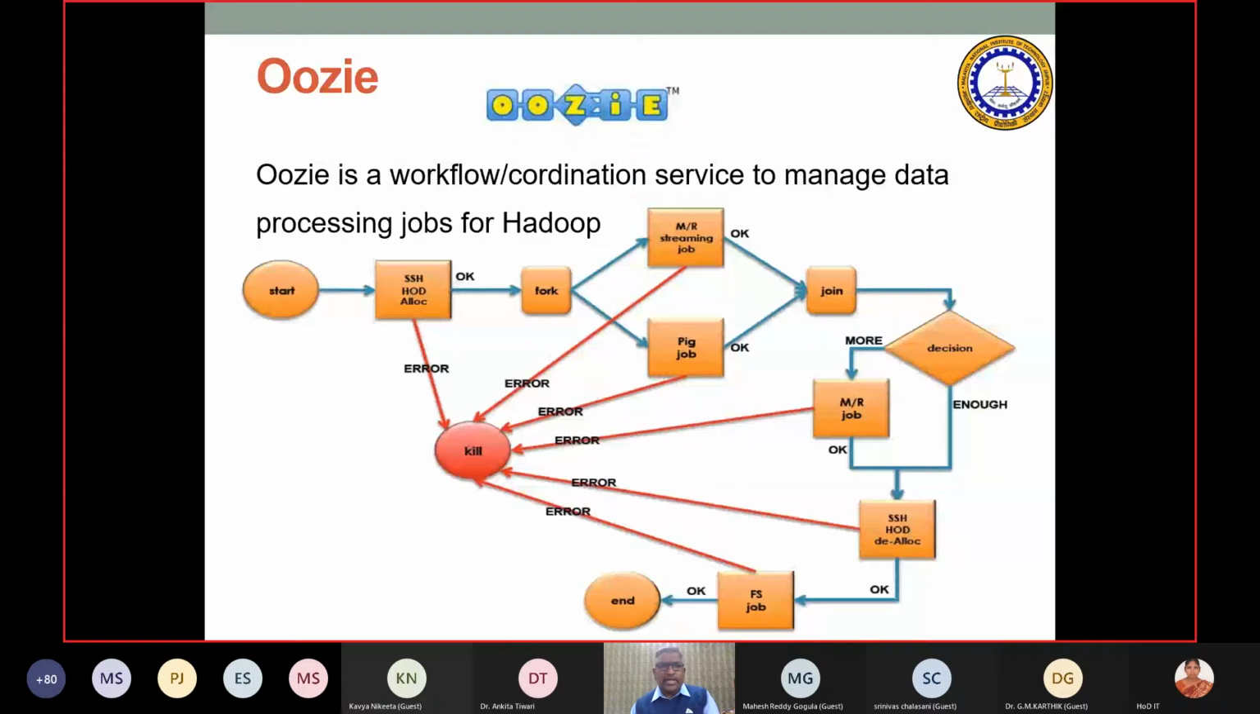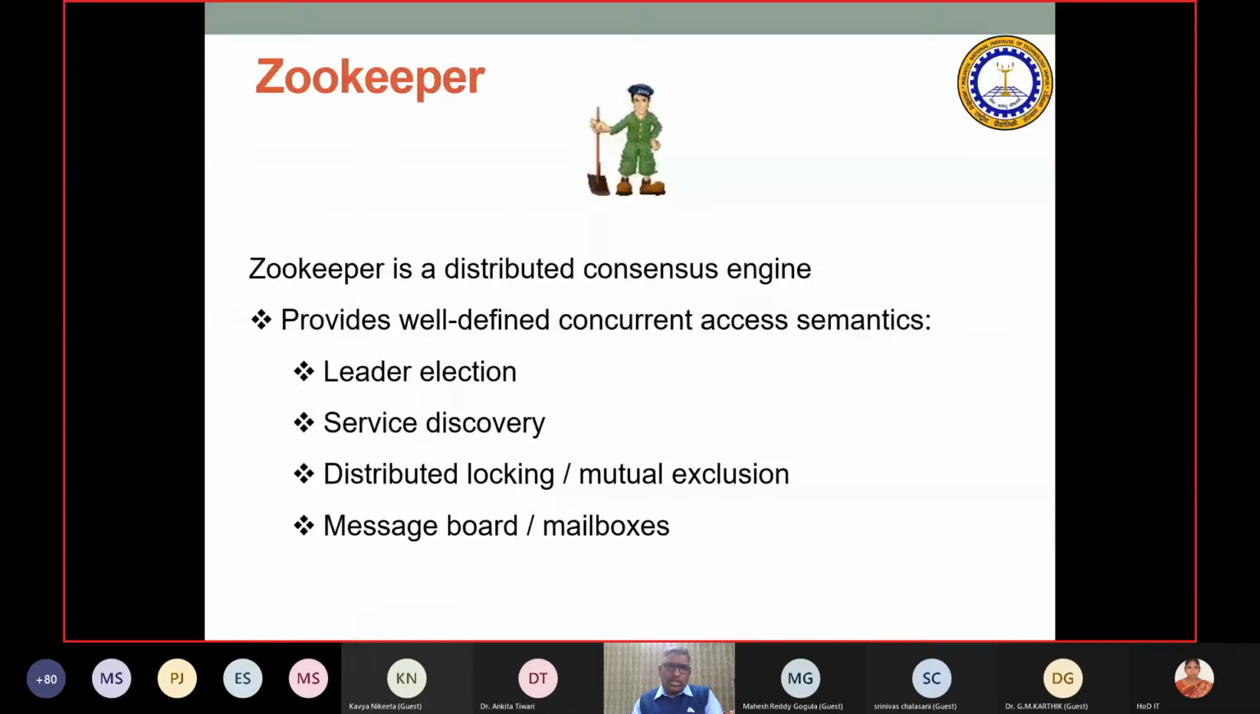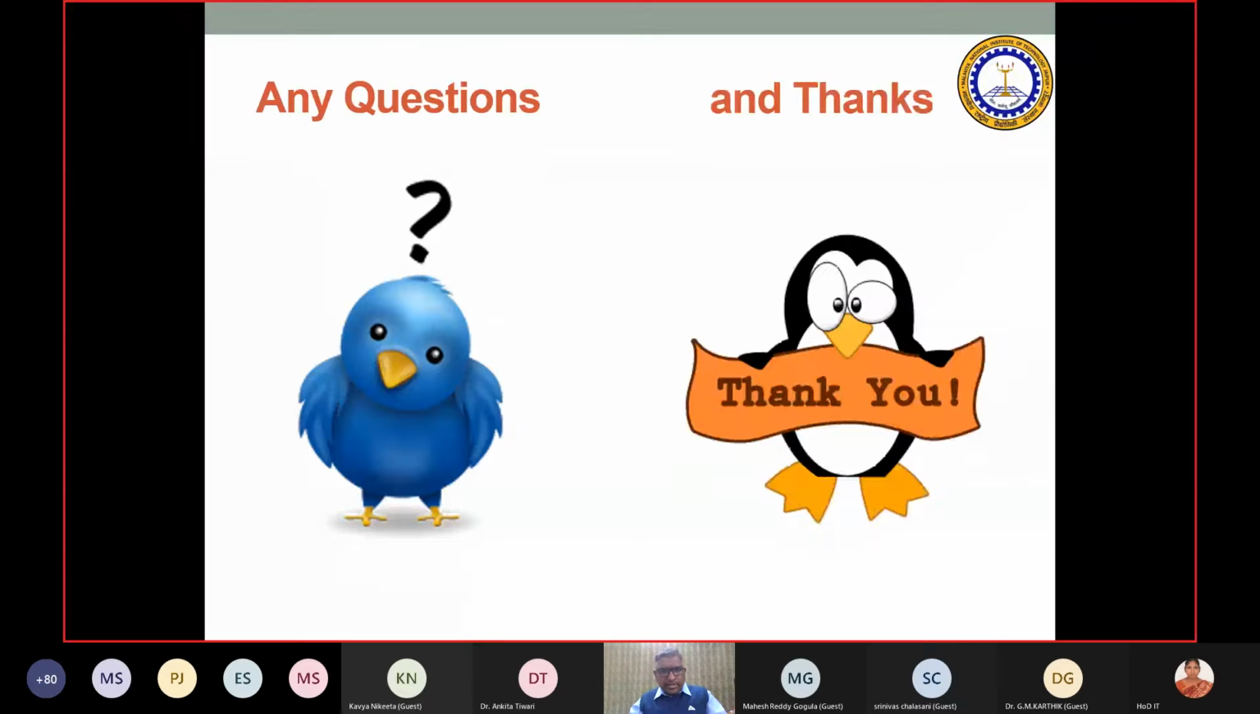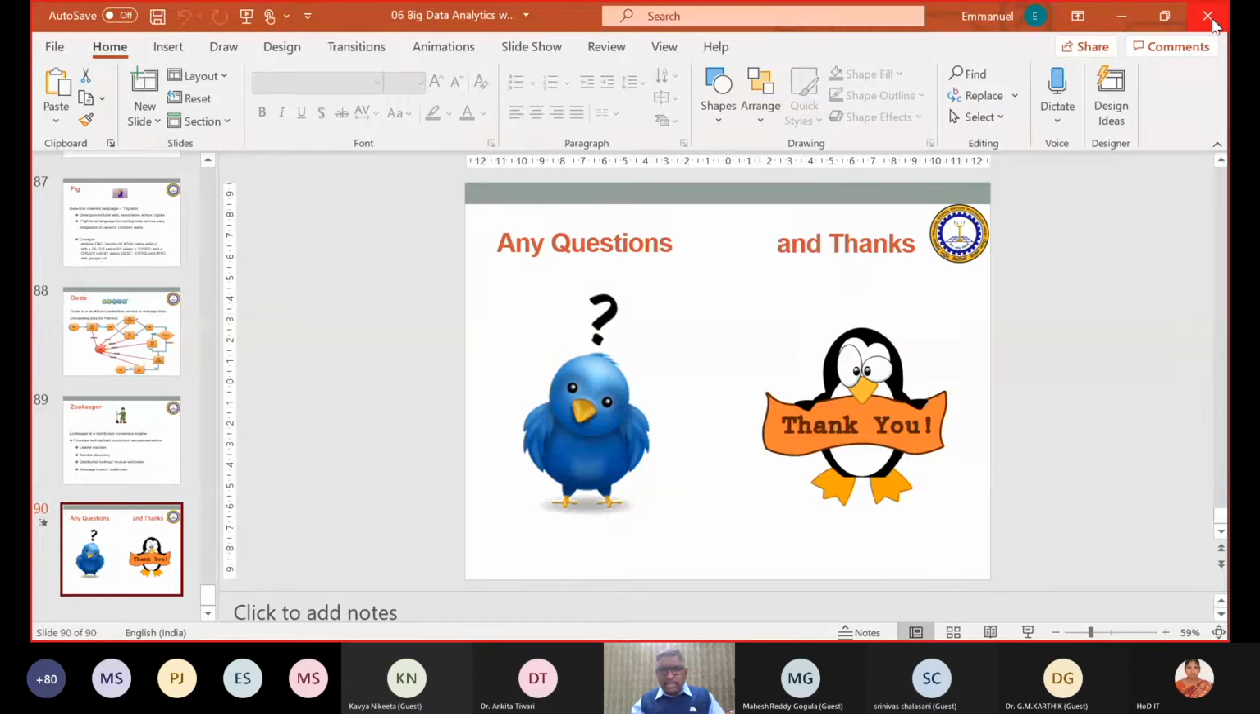Oozie is a coordination service where these MapReduce jobs and tasks, mapper tasks and reducer tasks, are managed. So this is how things are done. Zookeeper is a distributed consensus engine and provides well-defined concurrent access semantics. So service discovery, leader election, distributed locking, and it's a coordination service, a consensus engine which takes care of that, right? So this was the first part of it, and then we'll move to the next part.